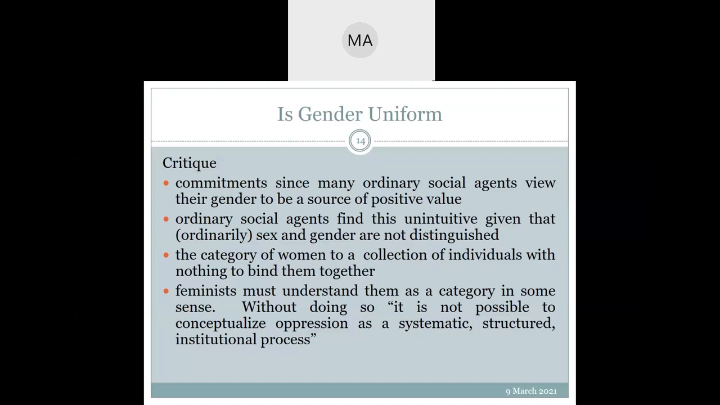The other one is that ordinary social agencies find this inequitable, given that sex and gender are not distinguished. So, if there are opportunities or a vacancy to compete for, they think that being female may give them that opportunity to be recruited, and they are overusing these gender issues in such cases by not distinguishing between sex and gender.